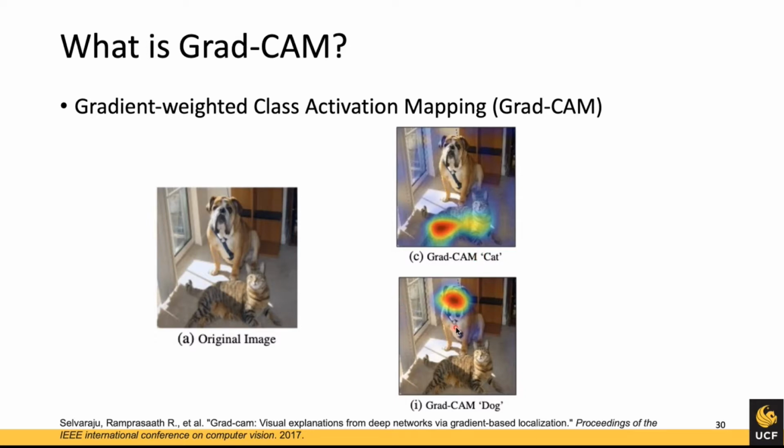If I make a decision of a dog, you can see that the Grad-CAM heat map changes its focus, right? They highlight the region of a dog, okay? So this indicates where the pixels contribute the most to the decision.